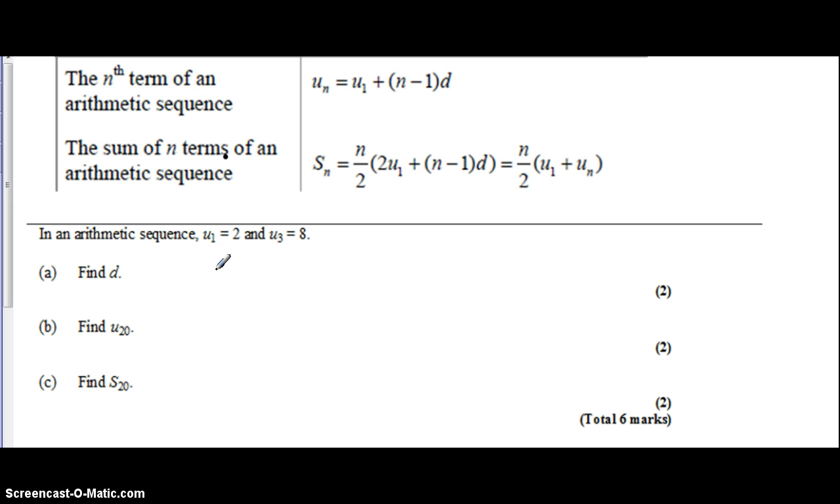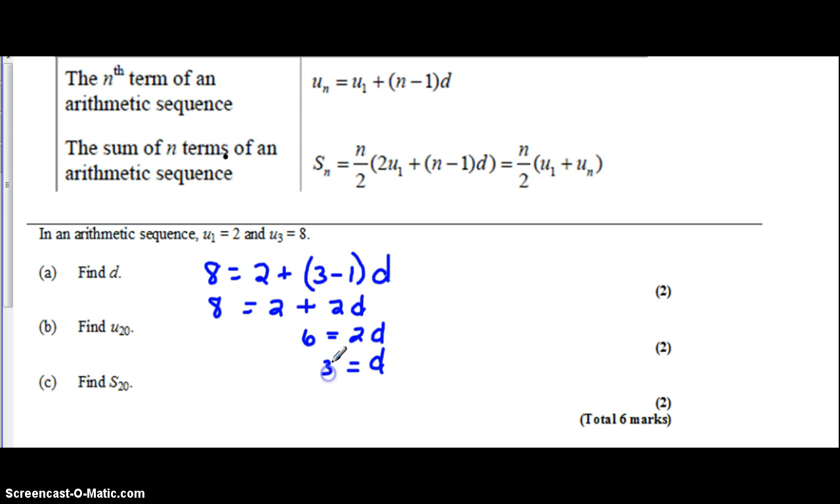I know u3 is 8, and I know u1 is 2. That's the first term in the sequence. In this case, my n is 3 because that's what we were given. So I'm going to put 3 in for n minus 1 so that I can find my d. We simplify here: 3 minus 1 is 2, so 2d. Then we subtract 2 from both sides, and we find that d equals 3. So that's part A.